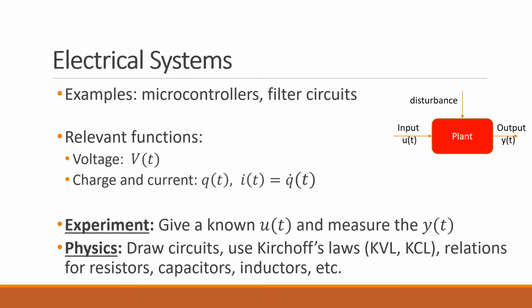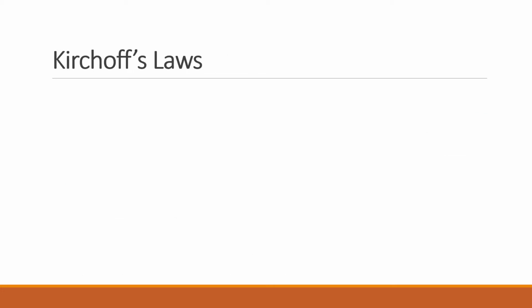To find the plant model using physics, we can draw the circuit diagram and then use Kirchhoff's laws, specifically the Kirchhoff's voltage law and the current law. We may also have to use relations for resistors like Ohm's law and similar relations for capacitors, inductors, etc. Let's quickly review the Kirchhoff's laws.